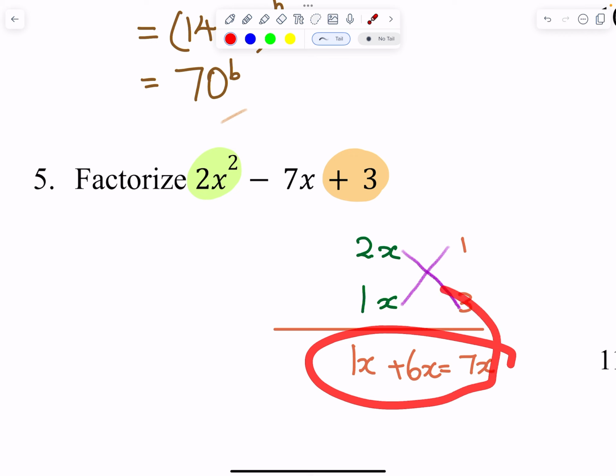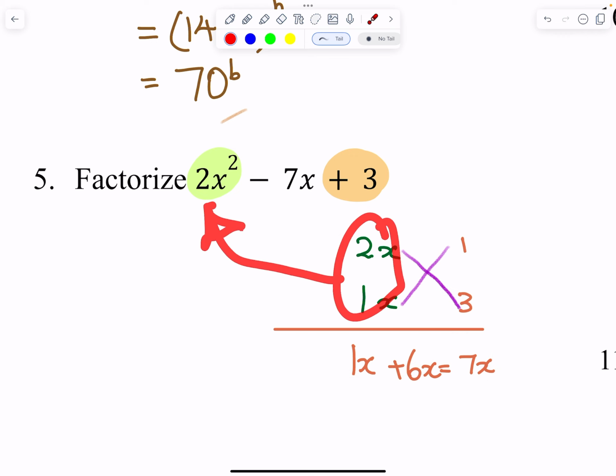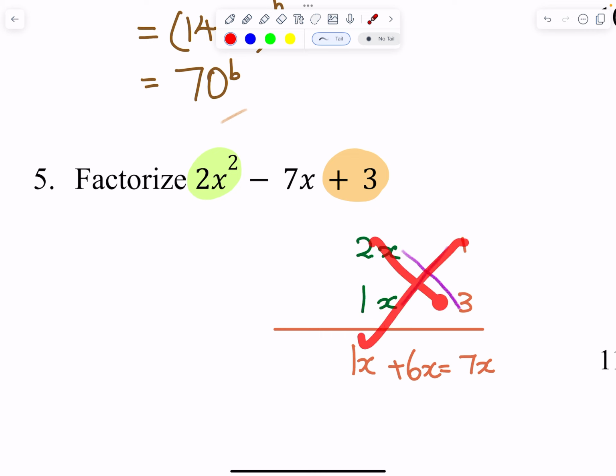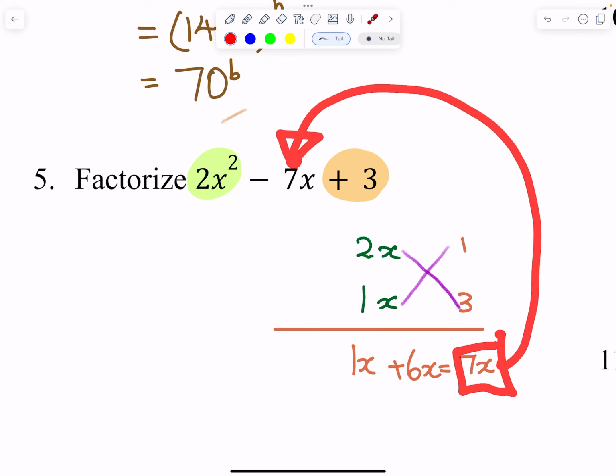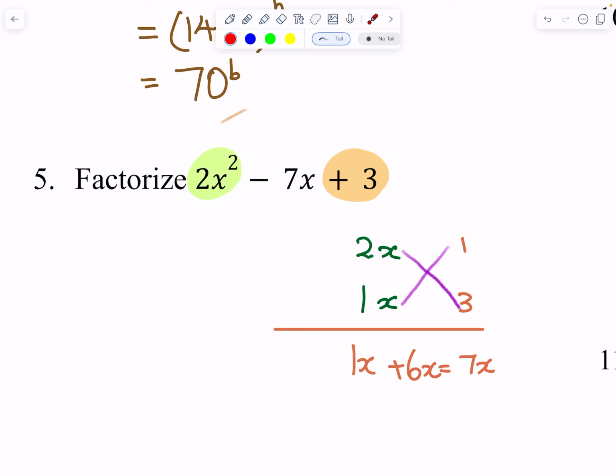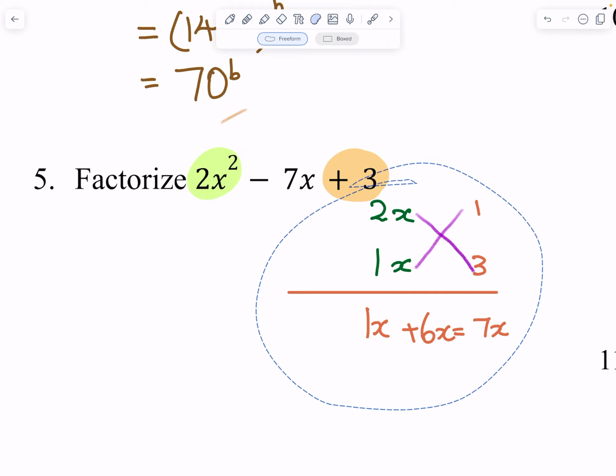Uh-oh. Now, I did try to do this as 2x squared, this is correct. 1 times 3 is also correct. But when I do the cross, I found that the final answer becomes 7x. I need to check if my final answer matches the one in the middle. Does it? No, because I have a negative here. Then what do I do?